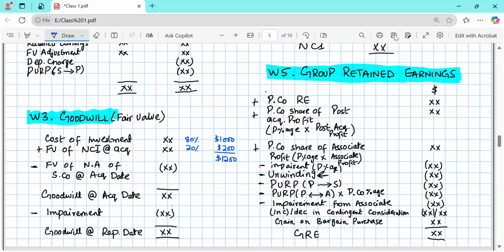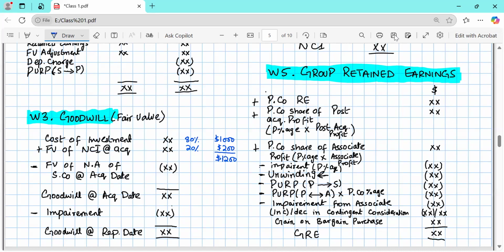$1,000 is what the parent company paid to acquire the 80% holding of the subsidiary. And what is the worth of the remaining 20%, the NCI? That is, let's say, 200. So this will give you a total 100% valuation, or the investment that would have been done to acquire the company.